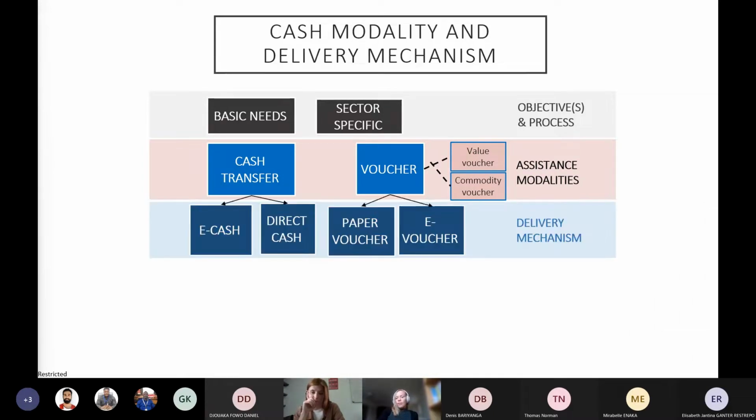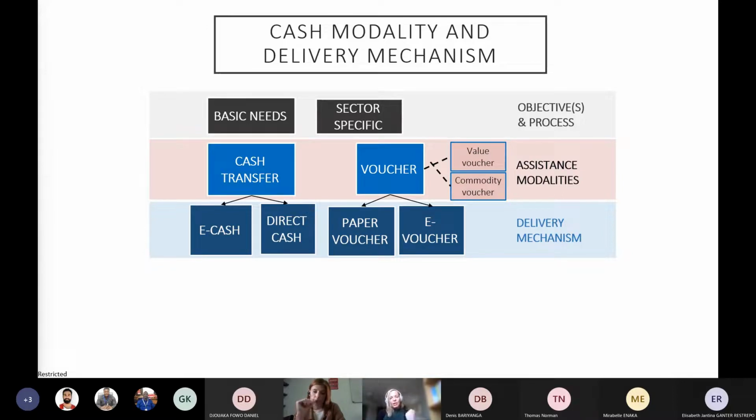We see these modalities being delivered through different mechanisms. So now I'm just putting a bit of the cash language in because we also have some of it mentioned on the checklist, and it's generally very good to know.